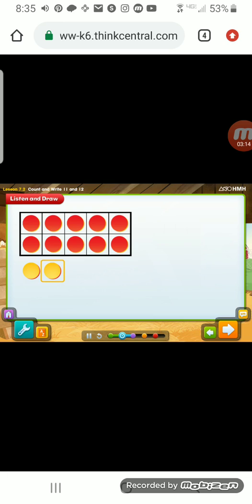Let's see what happens when we place 1 more counter in the set. How many counters are there now? Because we have a full 10 frame, we know there are 10 ones and 2 more ones. This means that 10 ones and 2 more ones is 12. There are 12 counters. 12 is 1 more than 11.